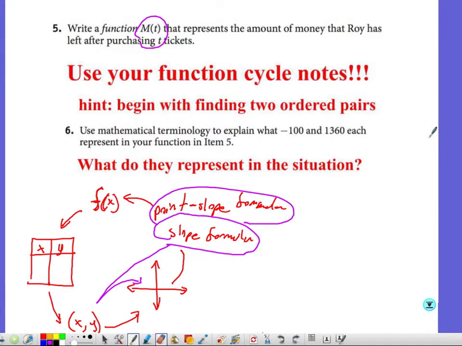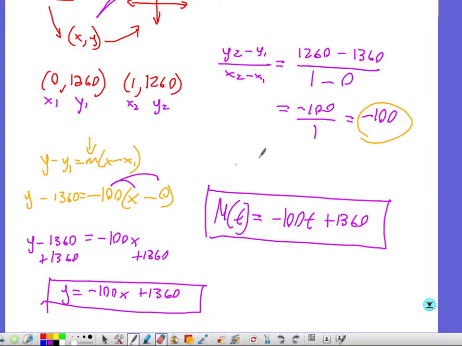Question number 6. Use mathematical terminology to explain what negative 100 and 1360 each represent in your function from the previous question. Okay, so here we have negative 100, and remember from your function cycle, since this is a linear equation, this is in the form of y equals mx plus b, where m is the slope, so negative 100 represents the slope, and 1360 represents the y-intercept.